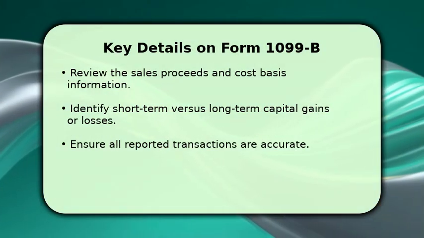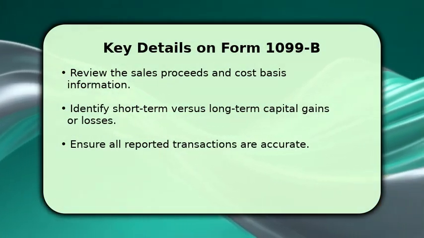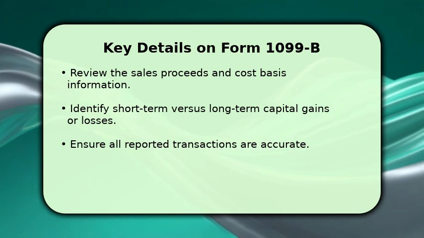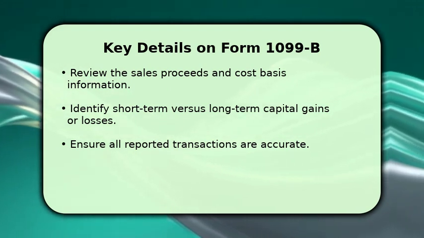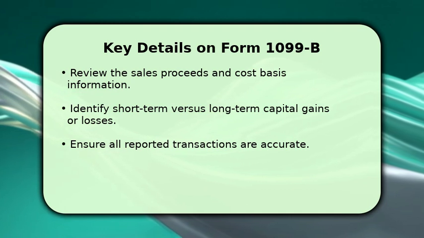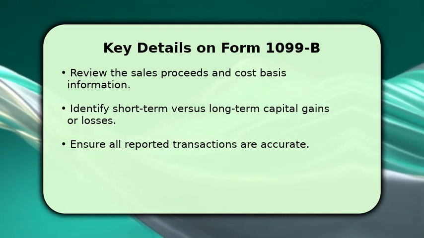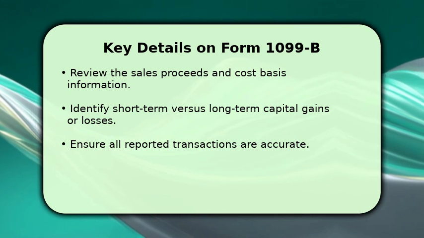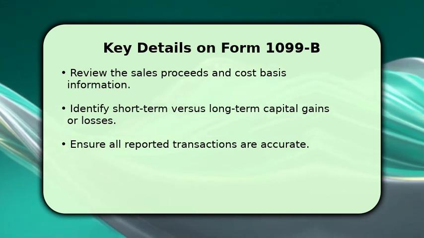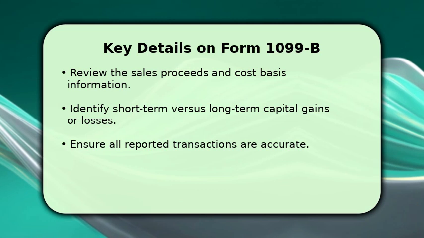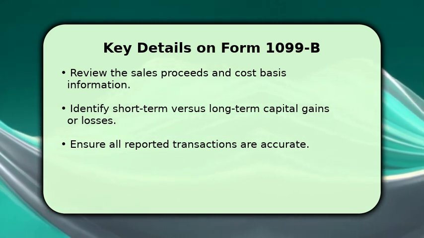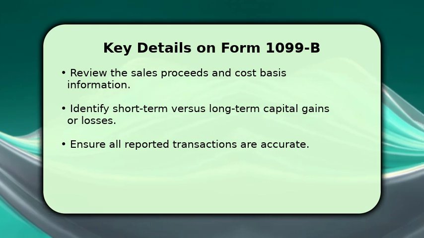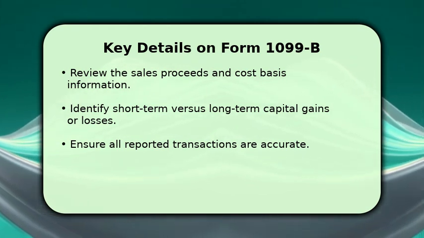Once you have your Form 1099-B, carefully review the details. Pay close attention to the sales proceeds and the cost basis for each transaction, as these are crucial for calculating your gains or losses. It's also important to distinguish between short-term and long-term capital gains or losses, as they are taxed differently. Always double-check that all reported transactions are accurate and match your records.